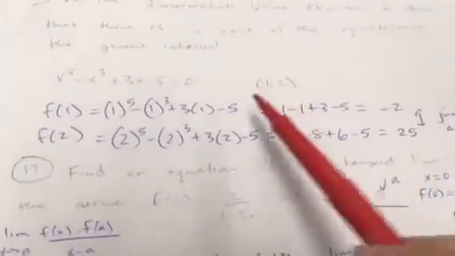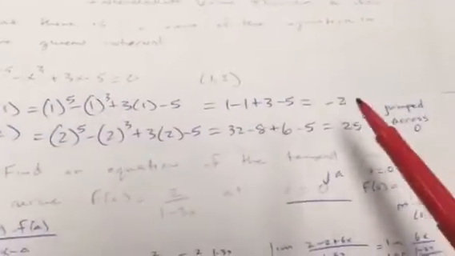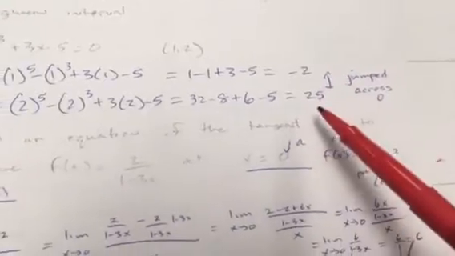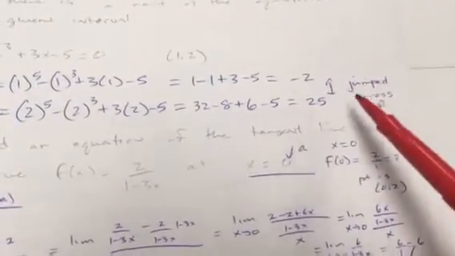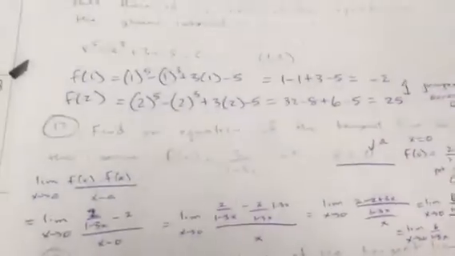All right, folks, intermediate value theorem, we talked about that Wednesday in class. Today, simply plug 1 in for x, you get -2. Plug 2 in for x, you get 25. If I went from a negative to a positive or vice versa, I had to jump across 0. That proves that there is a root in between 1 and 2.